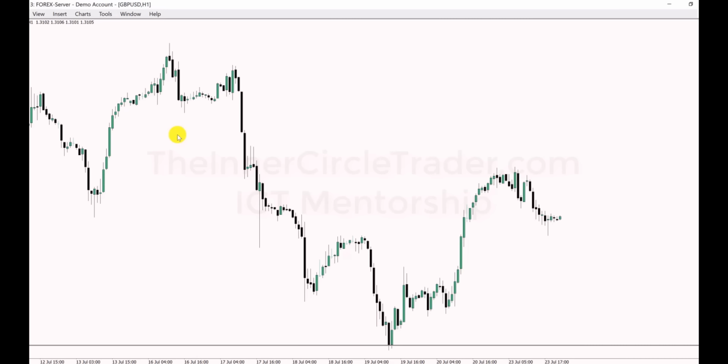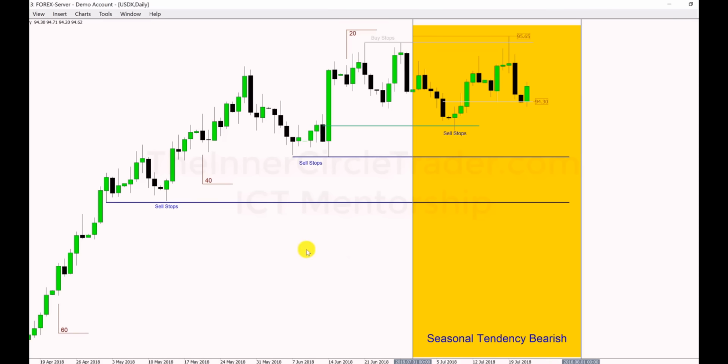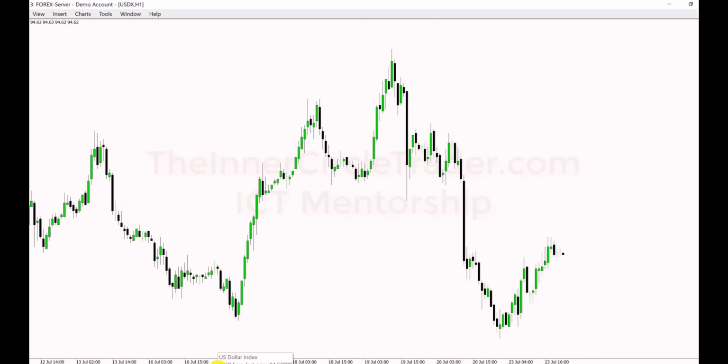Okay, let's take a look at the dollar index. Now obviously we had the equal highs here, and we were looking for a run above that and a potential reversal to look for sells in the dollar index. Okay, if we go over to an hourly chart, we can see those elements in this price action. 95.65 was the high seen here. But look at the equal highs in here. You see that? Let me zoom in.